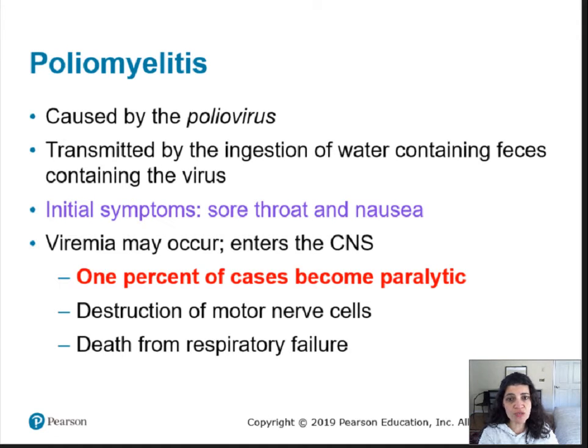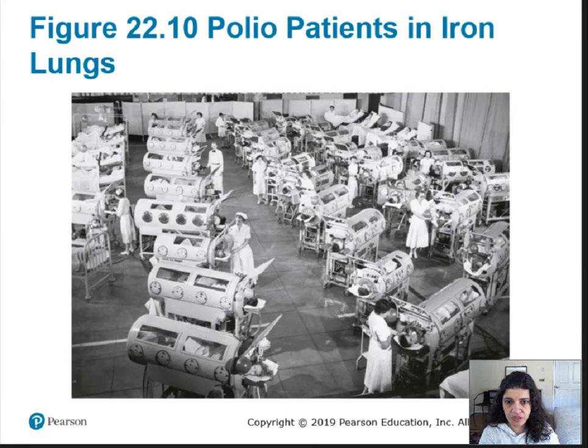The initial symptoms are sore throat and nausea, and the majority of the cases are asymptomatic. The virus goes to the GI tract, travels to the lymph nodes, and then can travel to motor nerve cells. In that case, which is usually 1% of the cases, you can have paralysis. They kill the cells in the upper spinal cord, causing respiratory failure. And in that case, that's what leads to the death.